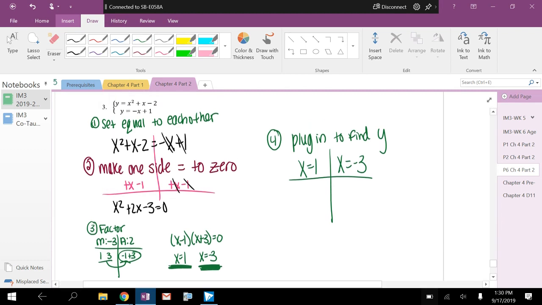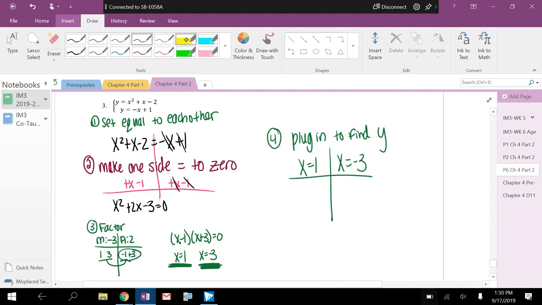Okay, so pick one of them. Maybe I'll pick this one right here. All you're doing is taking that 1 and plugging it into that equation. So here we go. -1 plus 1. What does that get you? -1 plus 1 is 0. So my final answer for this one is (1, 0). That's one of them. All right, let's do it again.